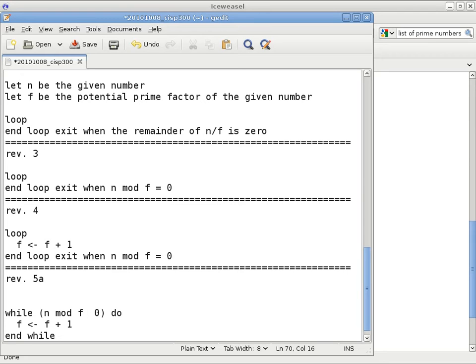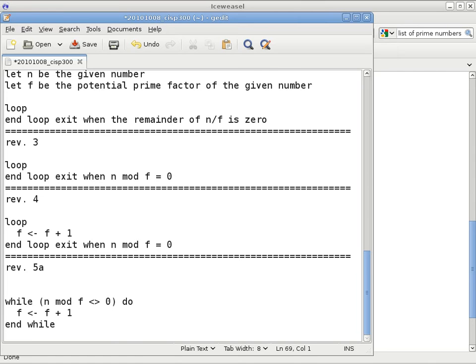Remember, while is basically saying as long as. So in this case, go ahead. That's not equal to. Very good. Because we have to invert the logic. If the exit condition is when n mod f equals 0, that means the condition to stay in the loop is the opposite, which means when it is different from 0. Okay, very good. So in this case, what should we do to initialize f? f should be initialized before the loop with a value of what? 2. Very good, because 2 is the first potential factor that we use. Very good. So that's 5a.